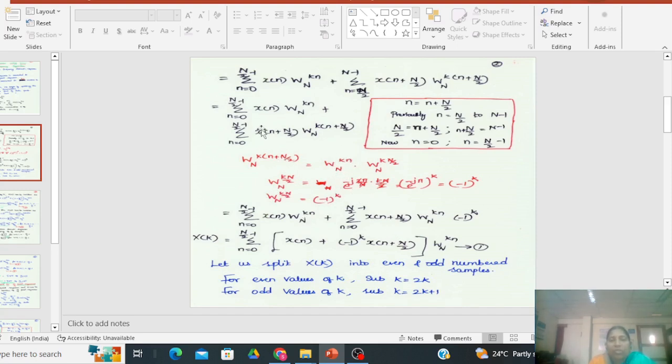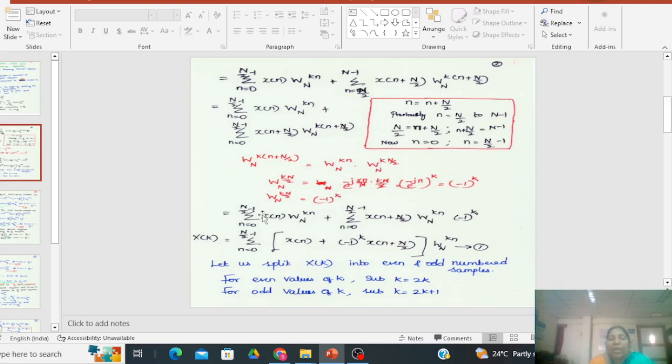Now in this equation we are going to substitute. So the first one will be summation n equal to 0 to N/2 minus 1 x of n W_N power kn, plus the next summation, which is summation n equal to 0 to N/2 minus 1 x of n plus N/2 W_N power kn. Because we have split it into 2, one is W_N power kn into minus 1 whole power k.